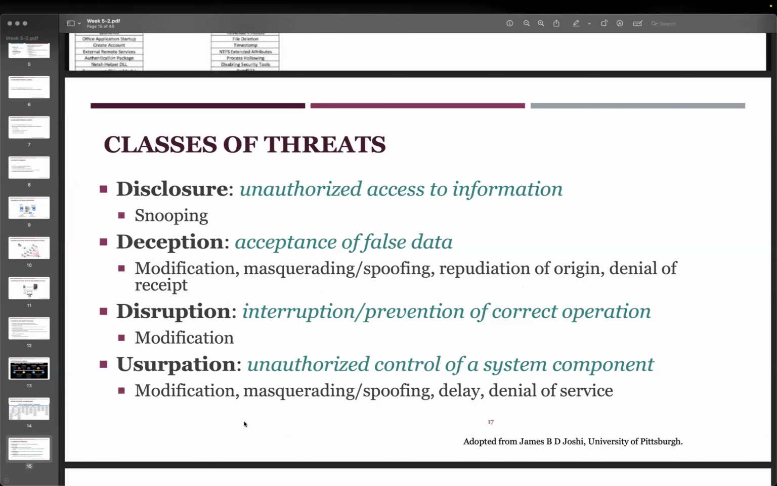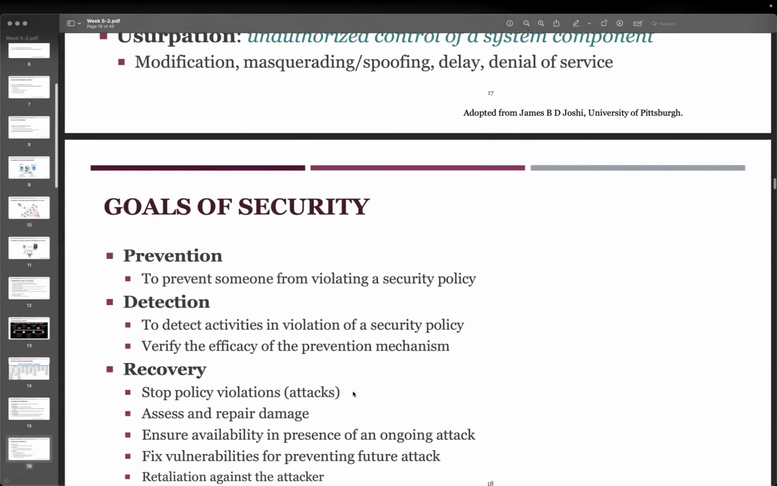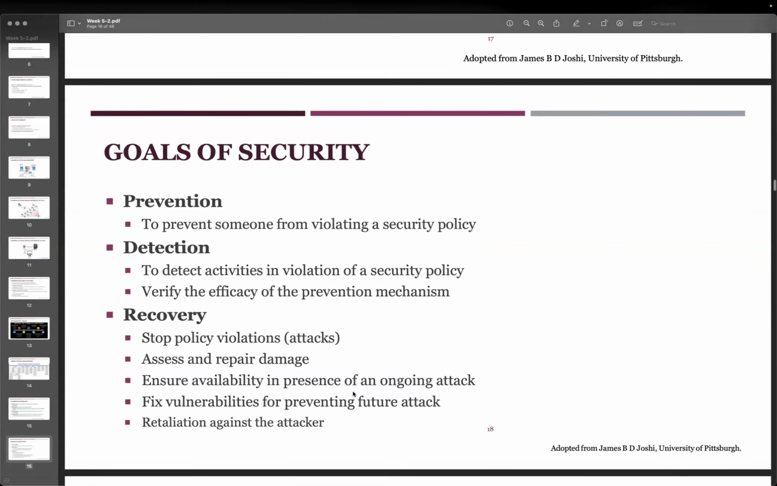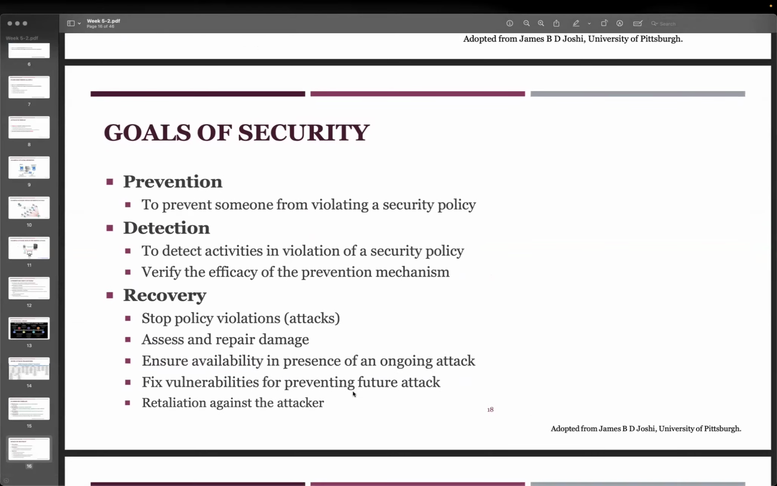Okay, disruption will be including the interruption, prevention, or correct operation. So maybe they will have a modification, include that. Okay, usurpation. Okay, so they will try to gain unauthorized control of some system components. They will include some modifications, spoofing, delay, or DOS. So all these. And here is the target, like always when we're learning security.